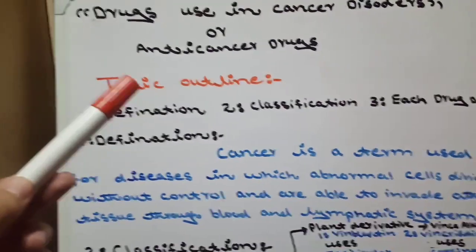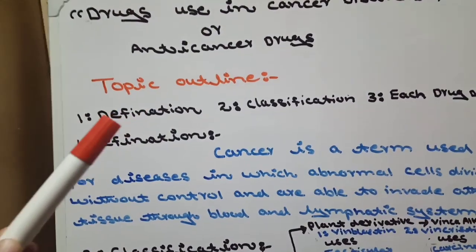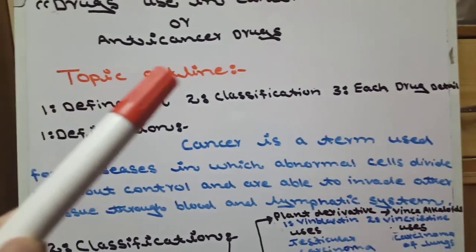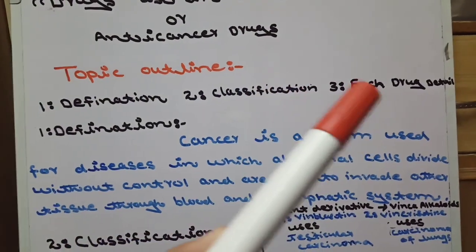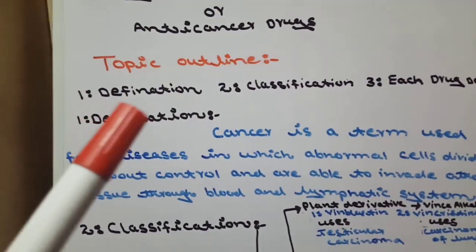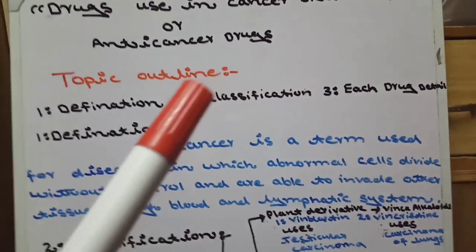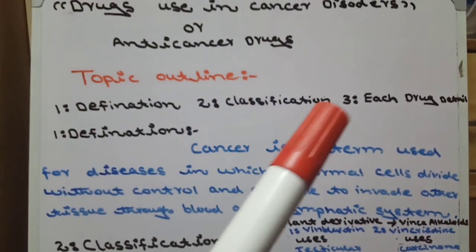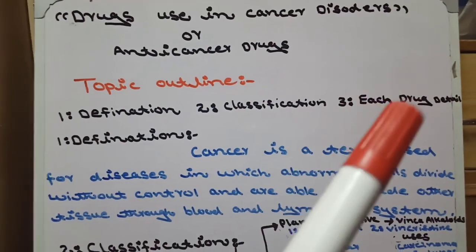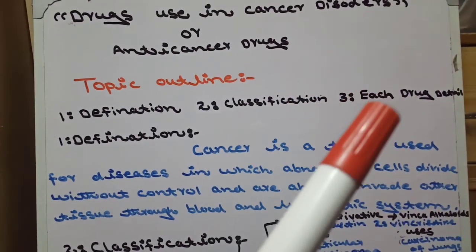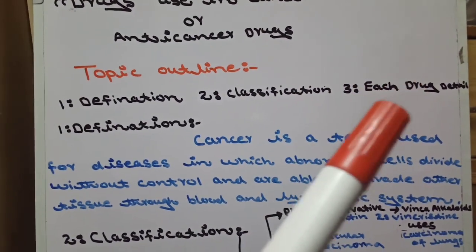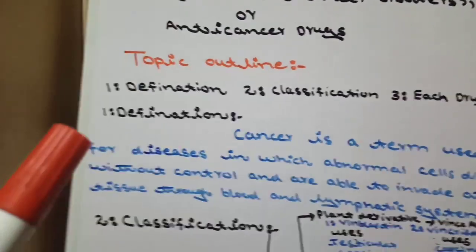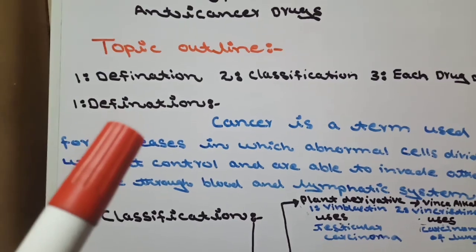Now we start with the topic outline. The topic outline includes definition, classification, and each drug's detail. First we study the definition, then the classification of drugs used in cancer, or anti-cancer drugs. Number three is each drug's detail. Then we study each drug in detail: its mechanism of action, uses, and adverse effects. First we start with the definition.